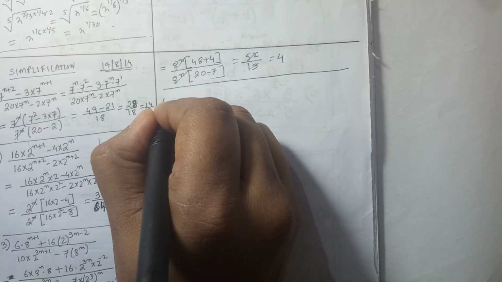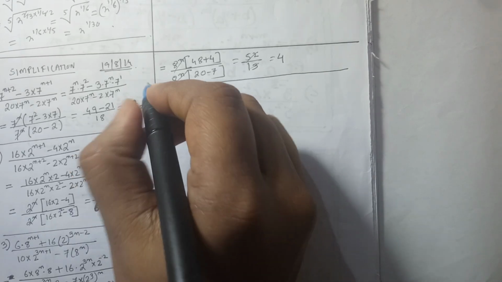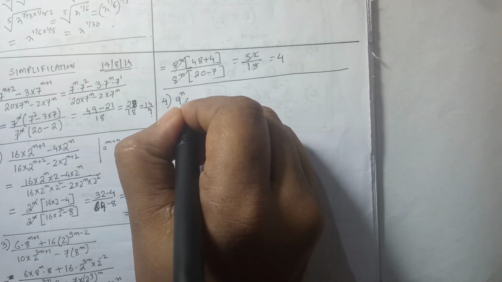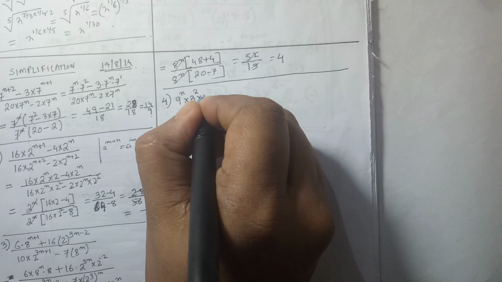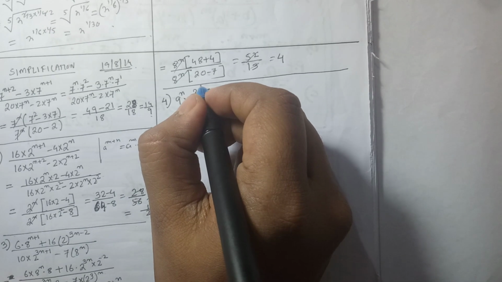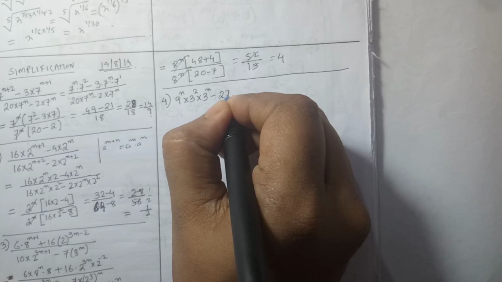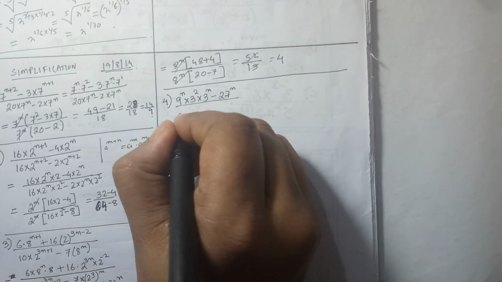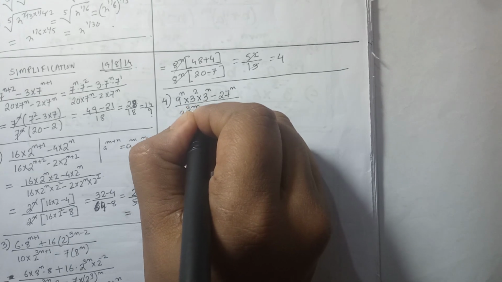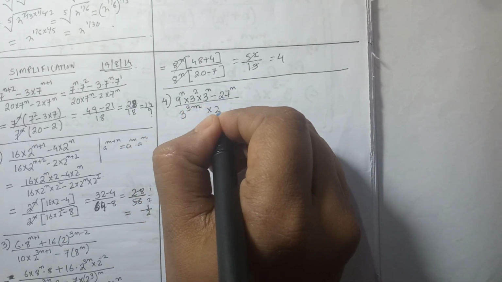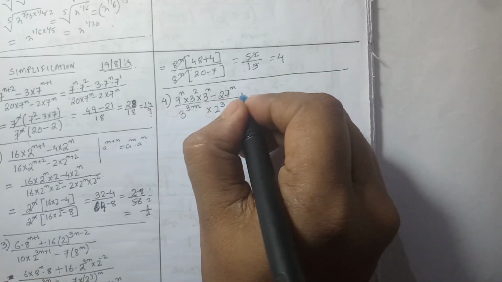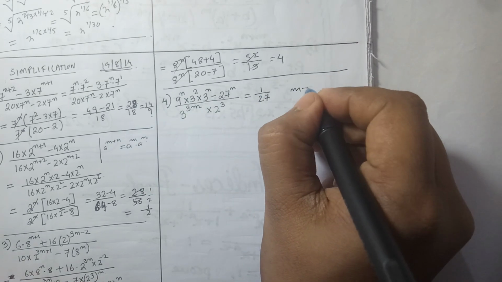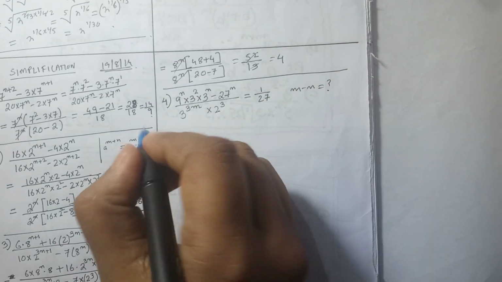4. 9 to the power of n into 3 square into 3 to the power of n minus 27 to the power of n divide by 3 to the power of 3m into 2 cube is equal to 1 by 27. Then m minus n is equal to how much?